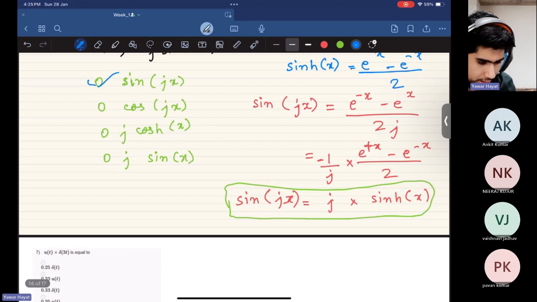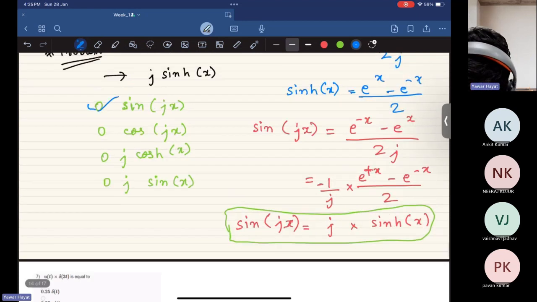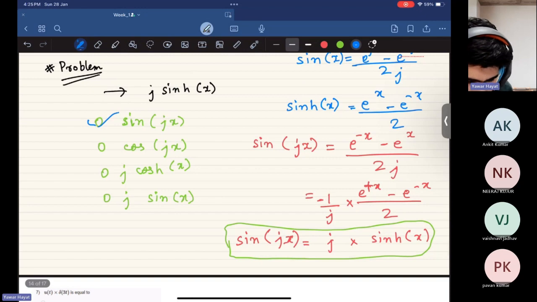Okay, and after this, I have one more problem on these hyperbolic and circular functions.